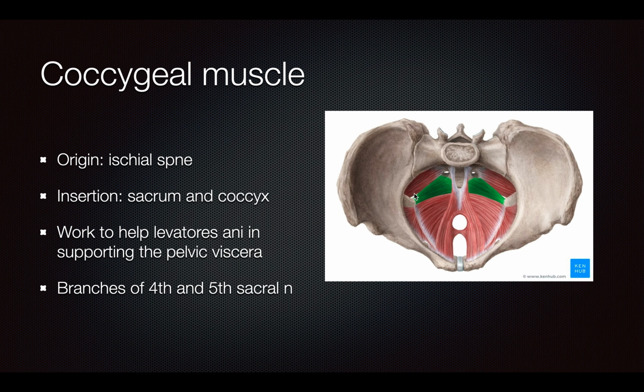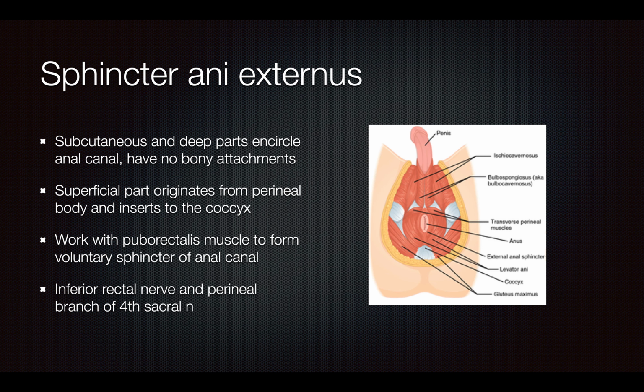The coccygeal muscle originates from the ischial spine, and it inserts into the sacrum and the coccyx. It works in conjunction with the levator ani in supporting the pelvic viscera. These are innervated by the branches of the 4th and 5th sacral nerves.